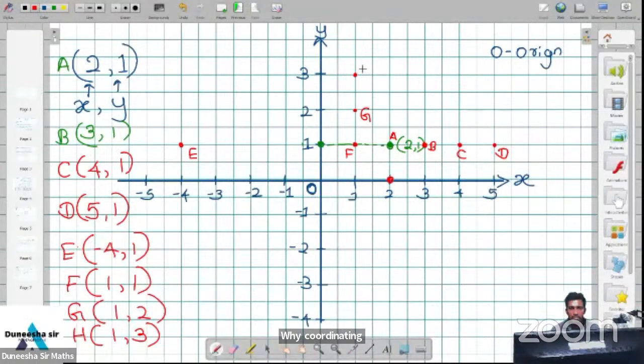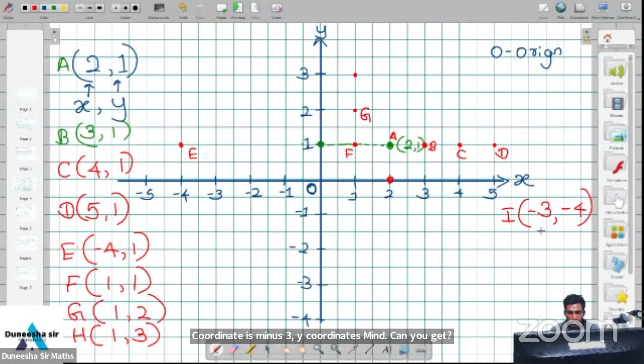Then I am going to give another, I. I is X coordinate -3, Y coordinate -4. Can you get? X coordinate is now -3, Y coordinate is -4.